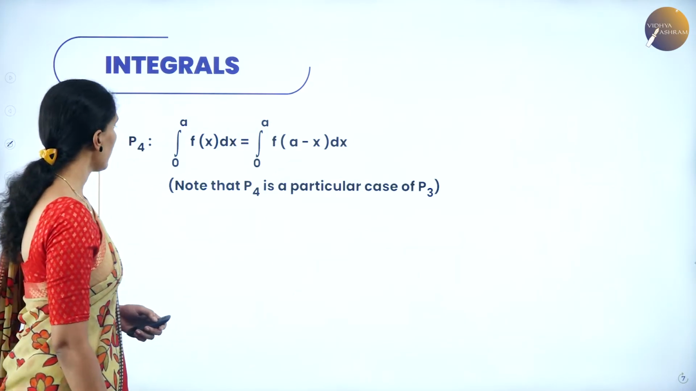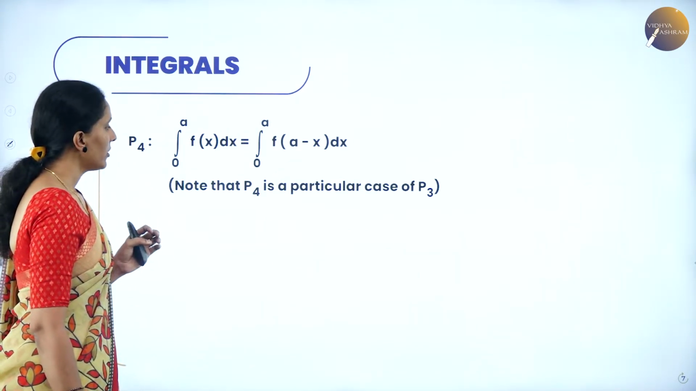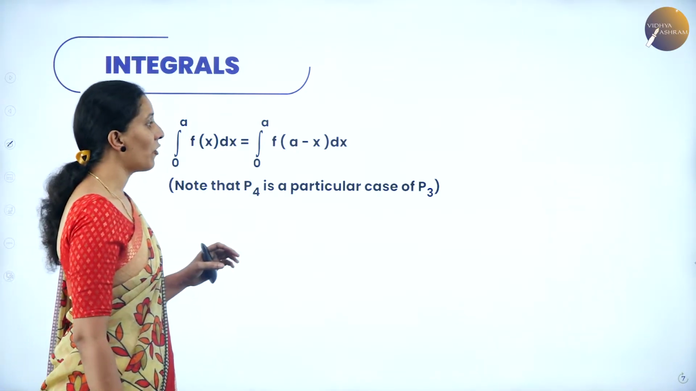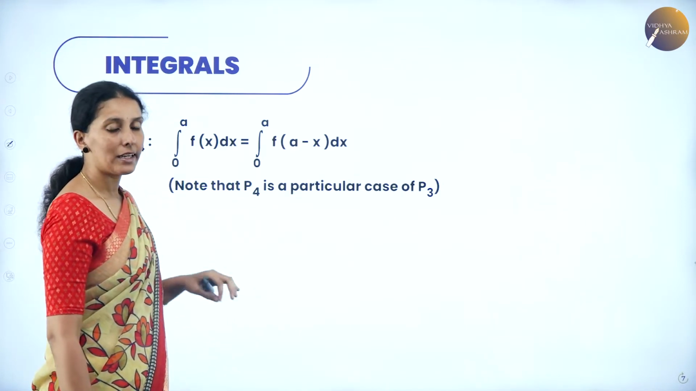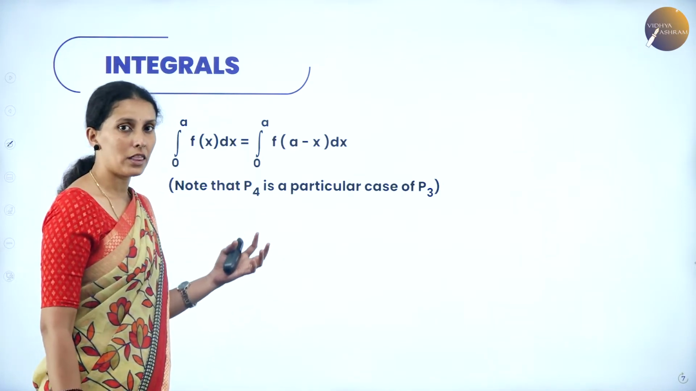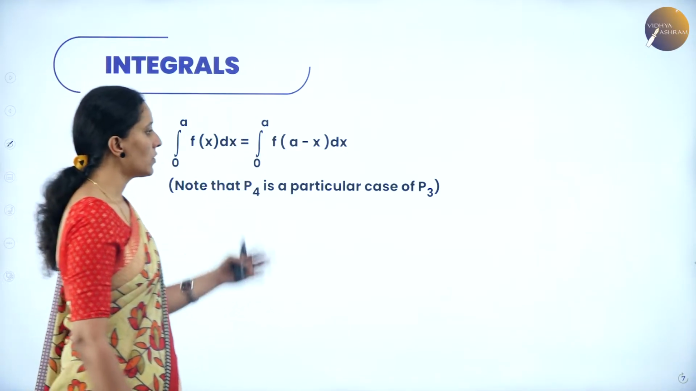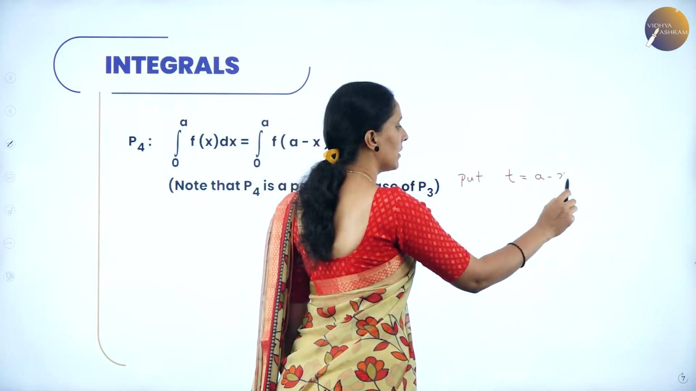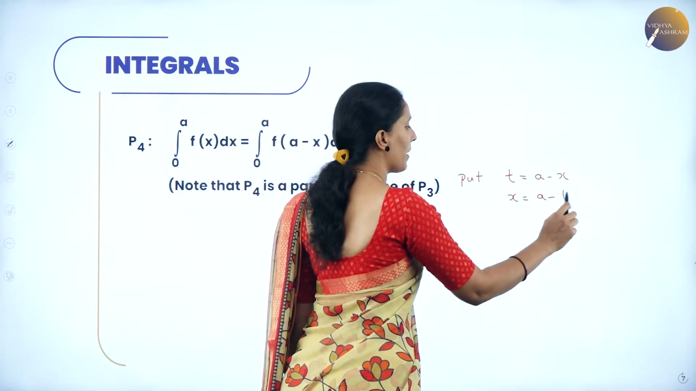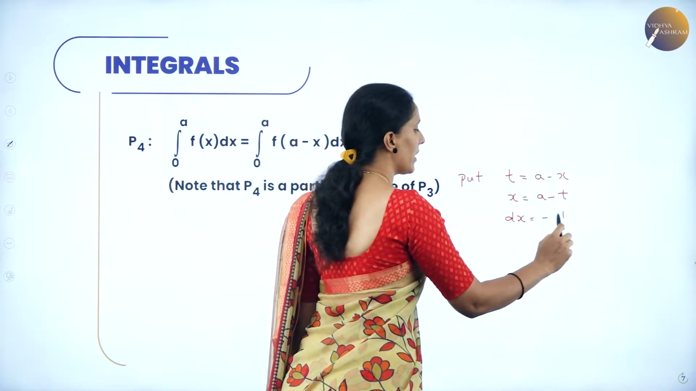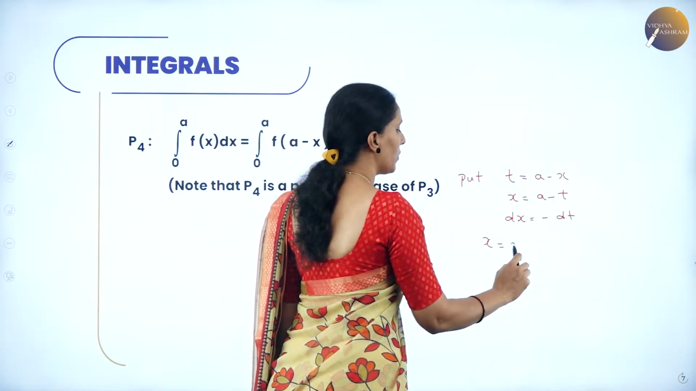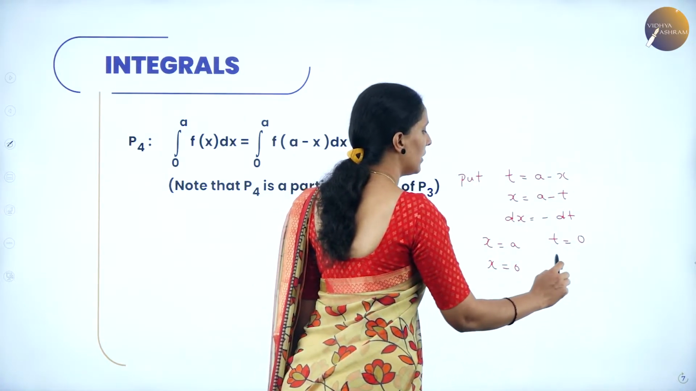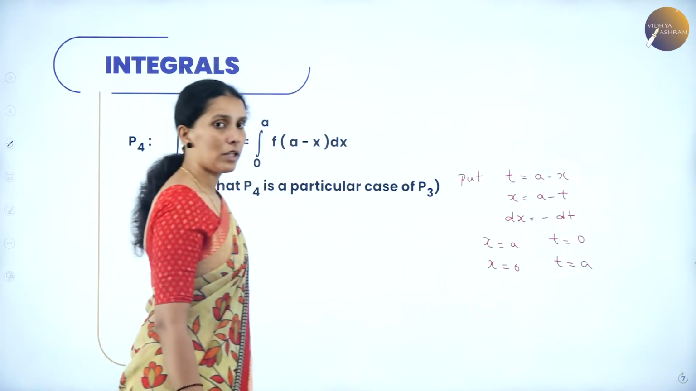Next one. P4 says the integral from 0 to a of f of x dx can be written as the integral from 0 to a of f of a minus x dx. So this is a particular case of the previous one. Whatever you did in the previous one, the same proof you can apply here. So here put t is equal to a minus x. Then what is x? x is equal to a minus t. Then what is dx? It is minus dt. So again, when x is equal to a, t is equal to 0, and when x is equal to 0, t is equal to a. So therefore, the limits change.